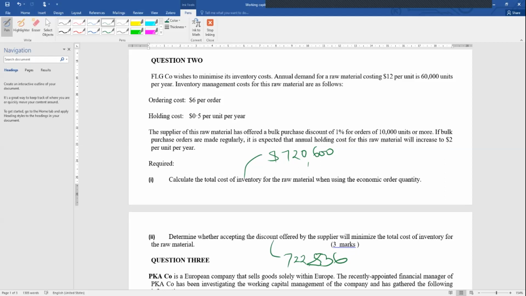Now, in this example, don't forget, the supplier is giving discounts, which means we should include the purchase cost. Give me a minute, I'll take a photo of this to write on my board. Okay, so let's attempt it. Go back to my board here.